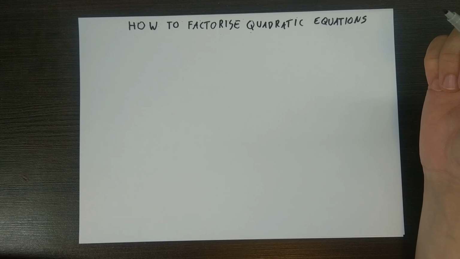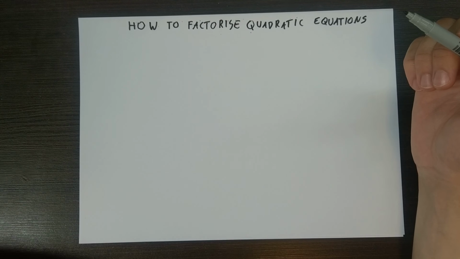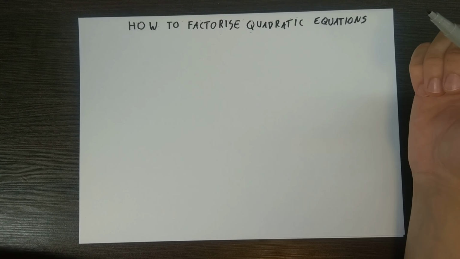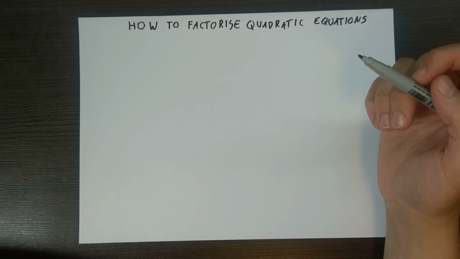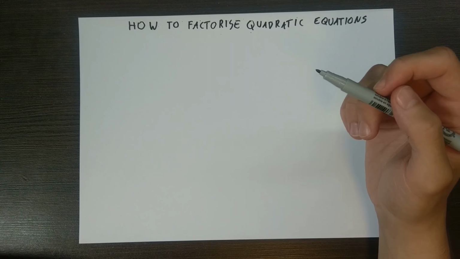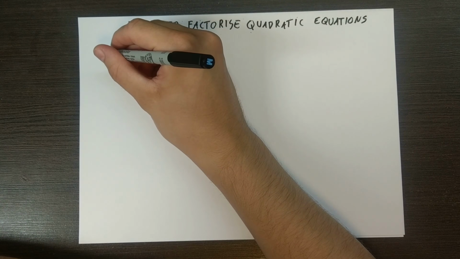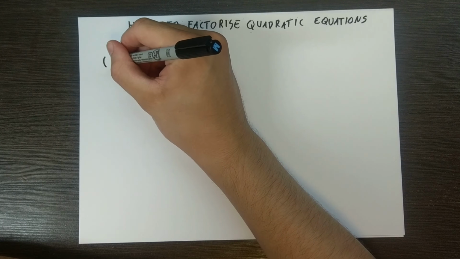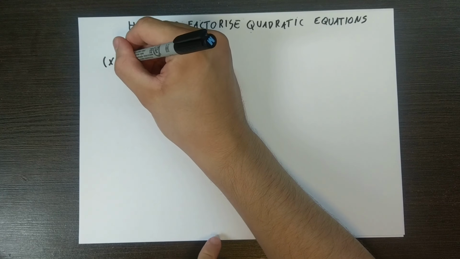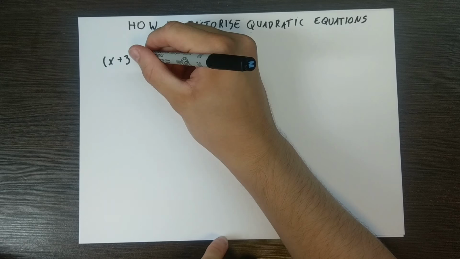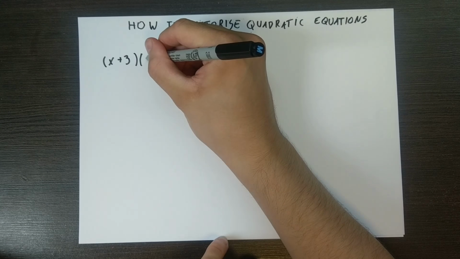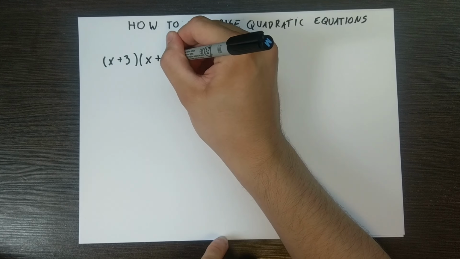I think the best way to learn quadratic equations is by reverse engineering it. First I will show you a factorized equation, we are going to expand it, and I'm going to show you how it all works. So, for example, let's take this equation, x plus 3 multiplied by x plus 5.